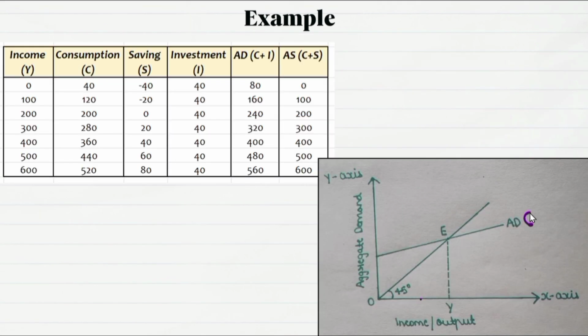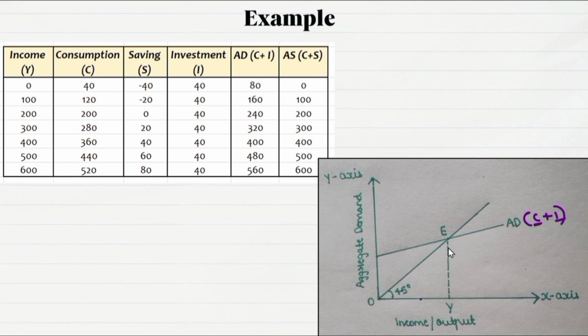So this is my curve. AD is the C plus I curve. This 45-degree line represents the aggregate supply. Here we have measured the income, and along the y-axis we have measured the aggregate demand. The AD curve shows the desired level of expenditure by consumers and by firms corresponding to each level of income.